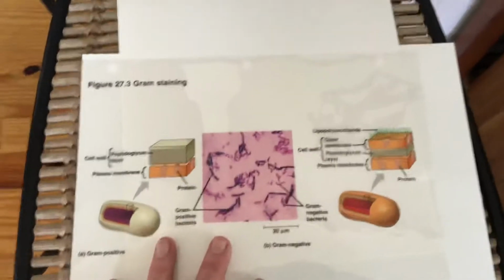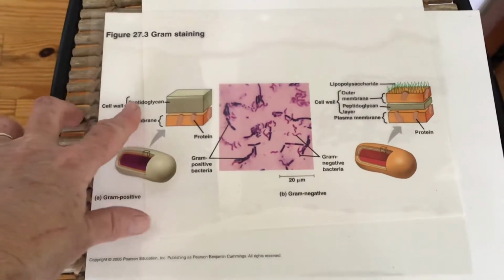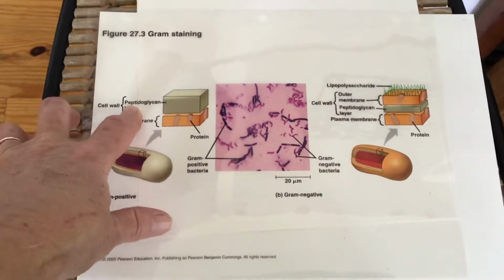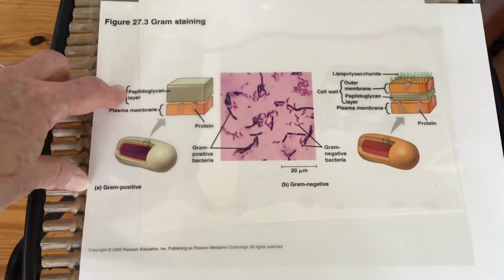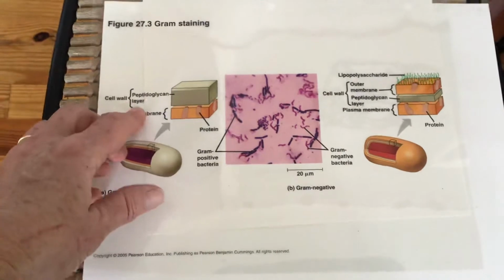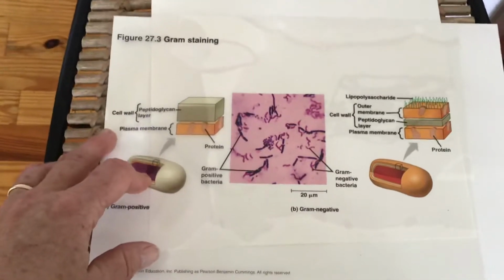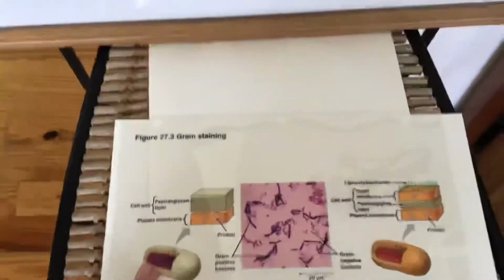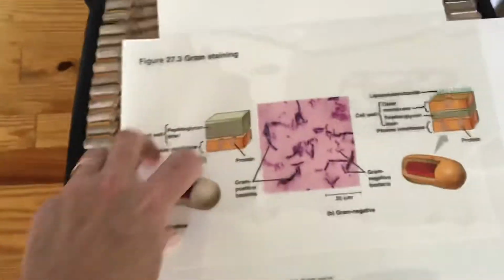The cell wall has some differences though. So some of them have the cell wall, and it has a peptidoglycan layer. So if you recall the terminology from these organic molecules, pepto means that it's got proteins, and glycan would mean that it has some kind of polysaccharide. So it has a peptidoglycan layer on top of that cell membrane. These are what we would call gram-positive, because they would take up gram stain.